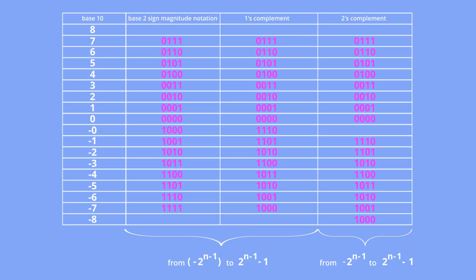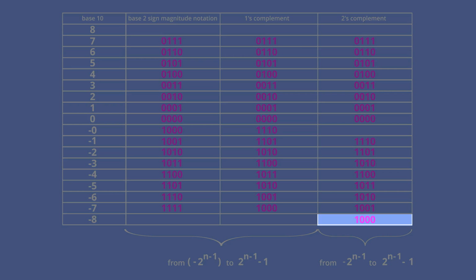Using this procedure, we can obtain all negative numbers except the smallest number, because the range of 2's complement representation is asymmetrical, from negative 2 to the power of n minus 1 to 2 to the power of n minus 1 minus 1. So as we see, the smallest negative number has no positive counterpart. For example, the smallest number is negative 8 for 4-bit 2's complement representation, but we have no positive 8.